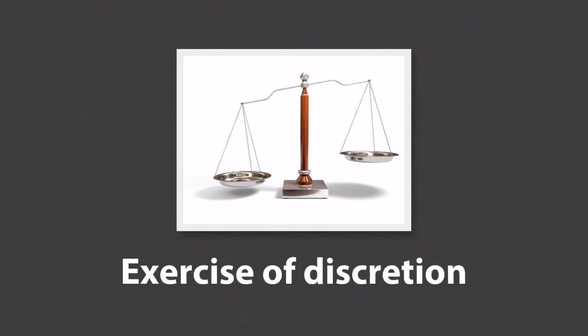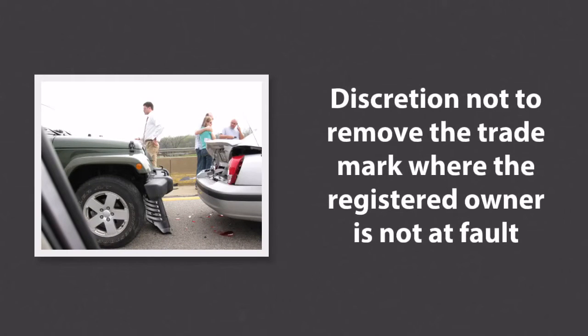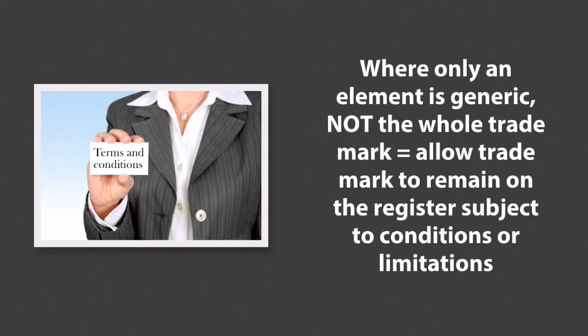The court's decision to cancel the registration of a generic trademark under Section 87 involves an exercise of discretion. The court has discretion not to remove the trademark where the generic use of the mark did not arise through any act or fault of the registered owner. Where the court decides only an element of a trademark is generic, it has discretion to allow the trademark to remain on the register subject to conditions or limitations.